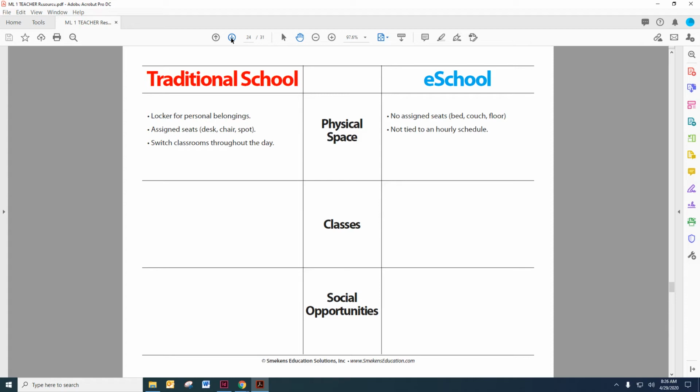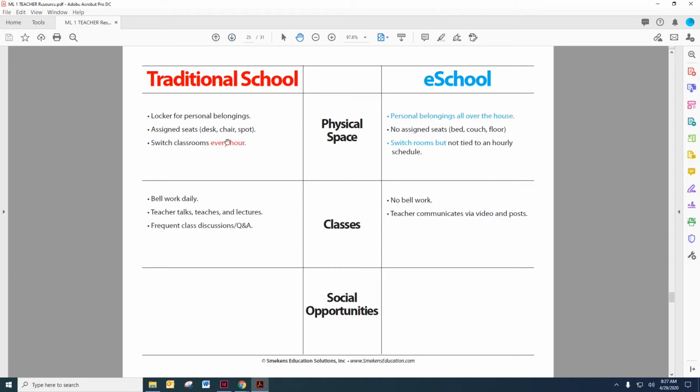You had an hourly schedule, bell ringing throughout the day, not tied to an hourly schedule. Switch rooms. Look, you said switch rooms. Are you in the same room of your house all day? No, you're not. You go from your bedroom to the kitchen to the living room. Yeah, you could add that in. It might not be tied to every hour, but you do have a similarity in that you do switch rooms still. Yeah. See how I had to push for that? I had to really think about that.